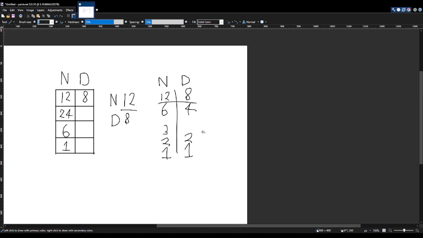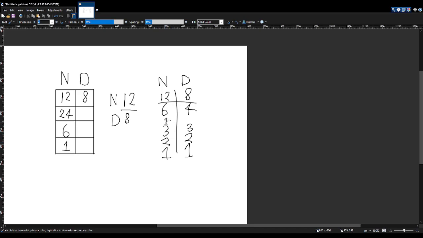Now, let's see if we can go up to 3. Well, 12 can be divided by 3. That equals 4. But 8 divided by 3? No. 12 divided by 3 equals 4, and 4 times 3 equals 12. So, now you got this.